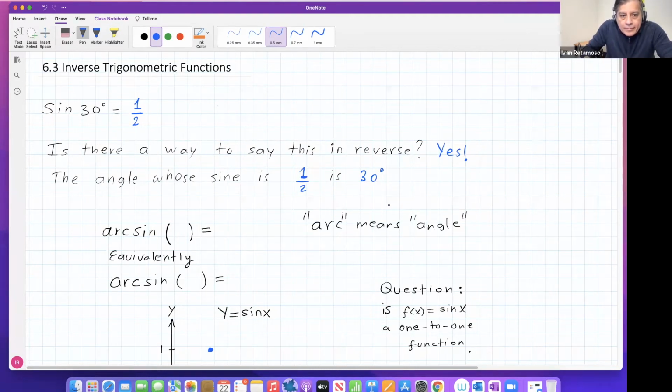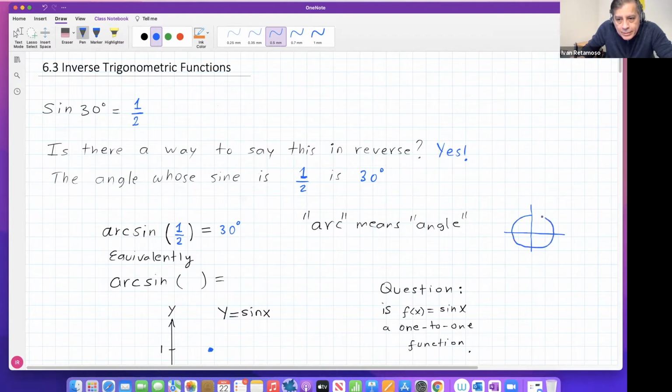Great. So now, mathematicians express this formally by saying that the arc whose sine is 1/2 is equal to 30 degrees. Now, why do they use this word arc? Well, they use it because arc means angle. Remember, I gave you this explanation when we went over the unit circle, right?